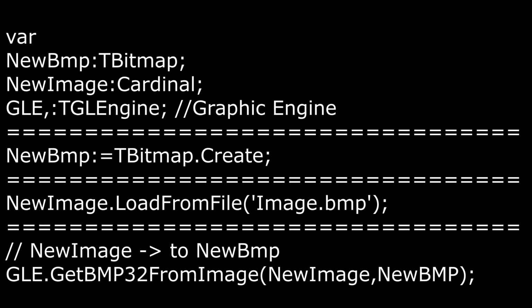The third way allows you to assign an image to a tBitmap raster type variable. The getBMP32 from image method is called. The brackets indicate a variable of type cardinal, which stores a reference to the image that needs to be passed to the raster variable. And then a variable of type TBitmap is specified, into which the image is transferred. When transferring, the color format and image dimensions are transferred automatically as well. After declaring a variable of type TBitmap, you need to allocate memory for it using the tBitmap create method.